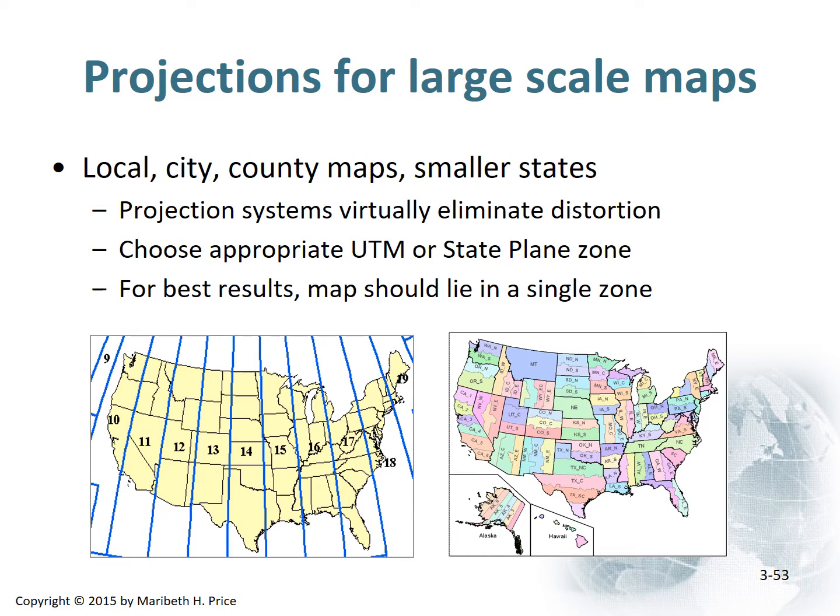Also look at the scale. Are you looking at something local like a city or county? If so, projection systems virtually eliminate the distortion. And so UTMs or state planes work really, really well. But your map needs to lie within a single zone, a single UTM zone or a single state plane zone.